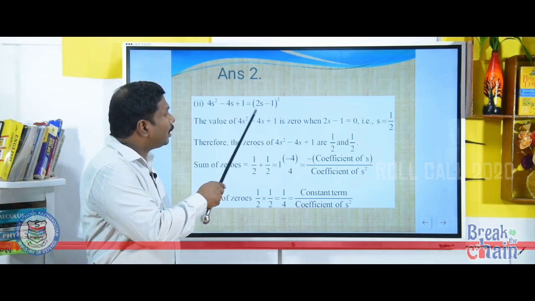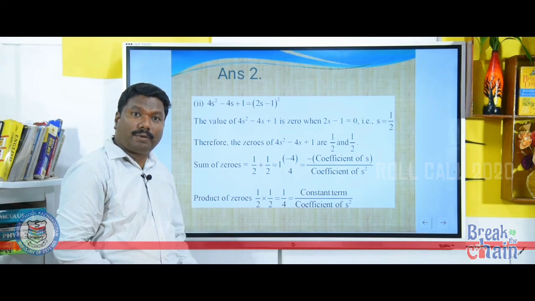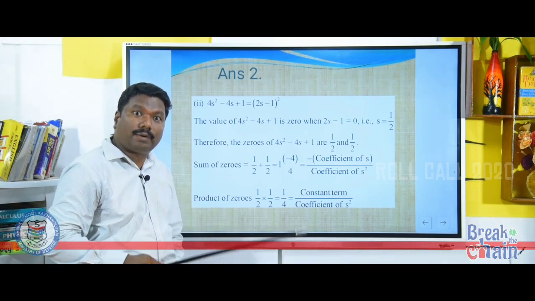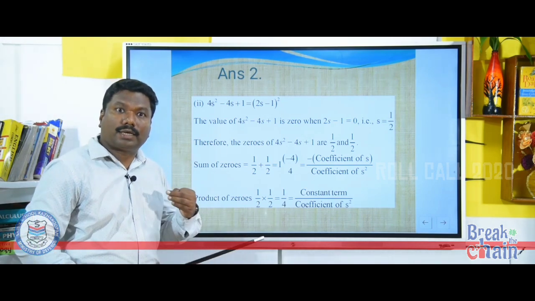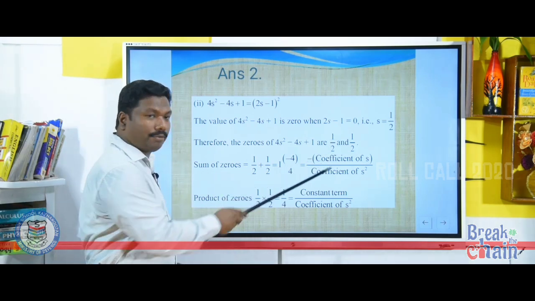We can equate 2s minus 1 to 0. So, s is equal to 1 by 2. S is equal to 1 by 2 means the zeros are 1 by 2 and 1 by 2. Therefore, the two zeros are 1 by 2 and 1 by 2.